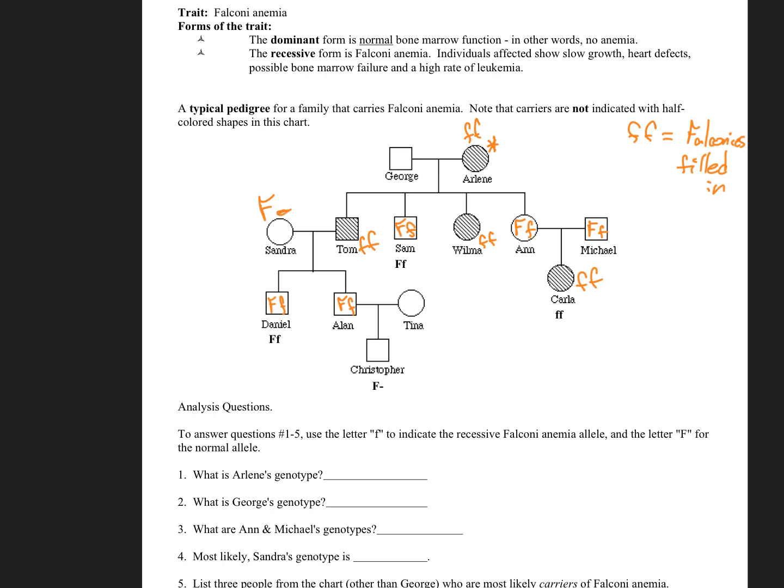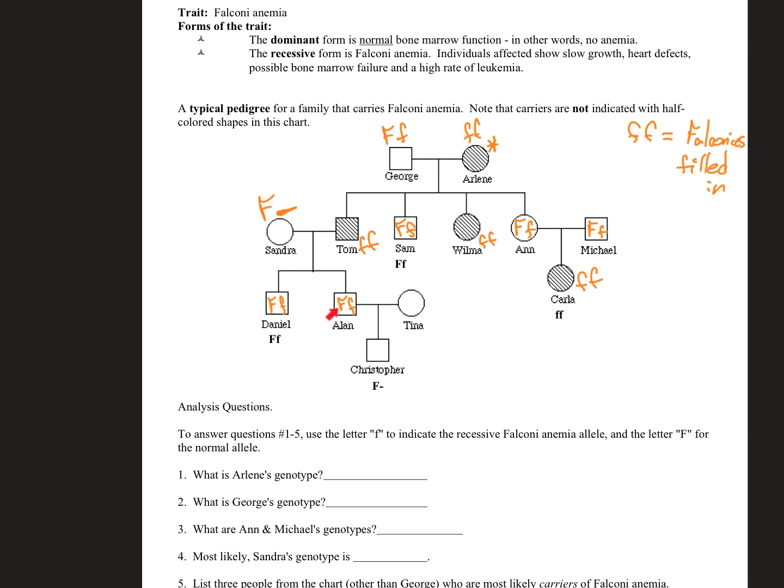But we don't know what Sandra's other gene is because we don't have enough data to really make a definitive decision. We know Wilma and Tom got 2 little f's. They got one from Arlene. Where did the other one come from? It had to come from George. So George has to be big F, little f.